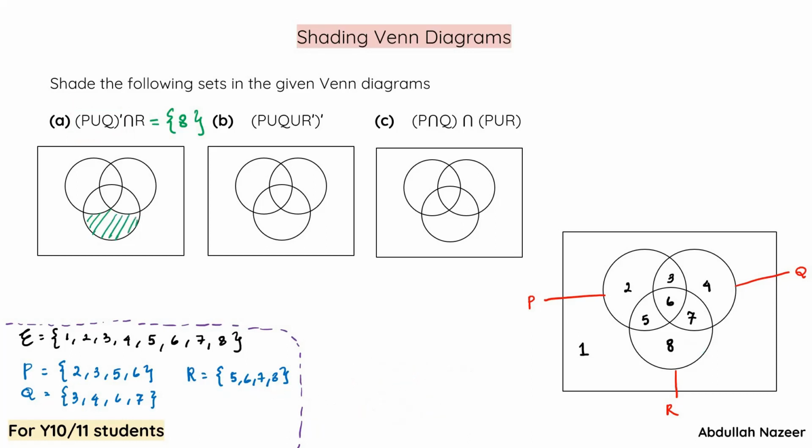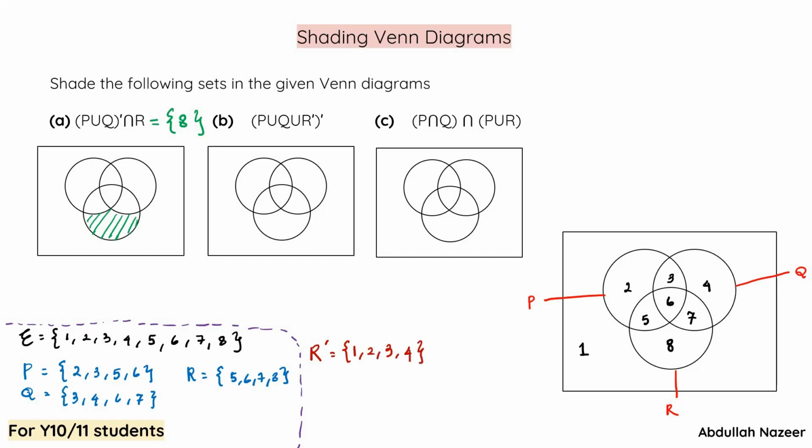Okay, so now let's move on to question B. It says P union Q union R complement, whole thing complement. So let's first find what P union Q union R complement is. To do that, we need to know what R complement is. R complement is everything other than R, which is everything other than 5, 6, 7, 8, which is 1, 2, 3, 4.